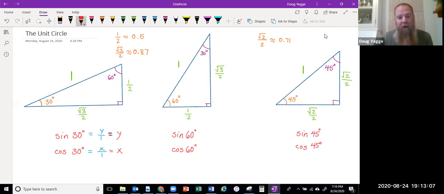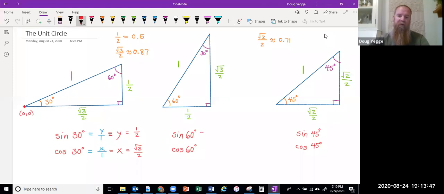Which is really, really helpful, because if we think of this as being our origin, 0, 0, then this would be considered my x coordinate, and this would be considered my y coordinate, where the hypotenuse is equal to 1. So now, without having to really do much work, we can see from our special triangles that sine of 30 degrees is our y value, or 1/2, while cosine of 30 degrees is our x value, which is longer, and therefore the square root of 3 over 2.